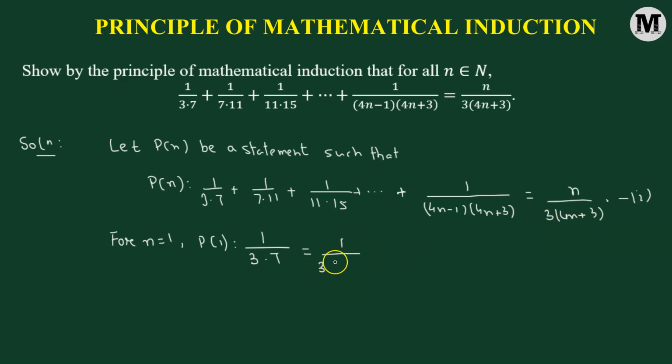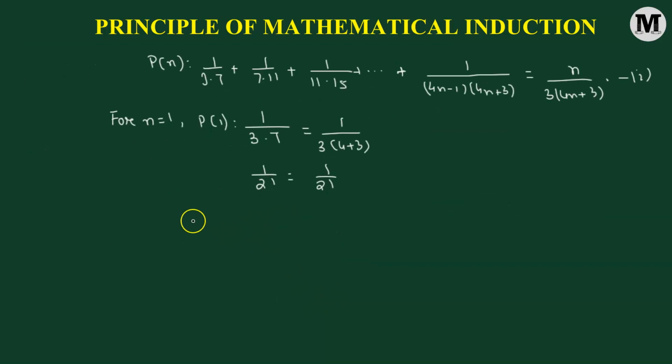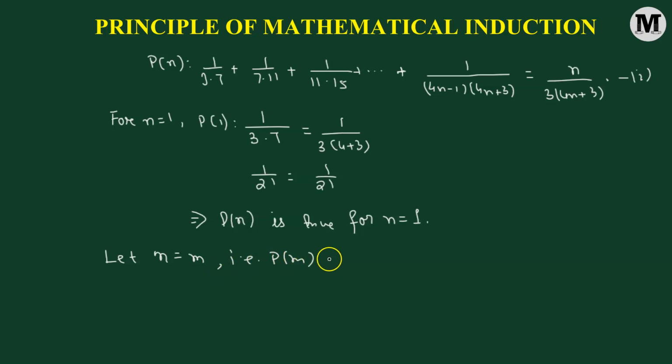So we have 1 over 3 times (4 times 1, that's 4, plus 3). Now 1 over 3 times 7 is 1 over 21, and on the right hand side we also get 1 over 21. This implies that the statement P(n) is a true statement if we choose n equal to 1. That means it's valid for the first natural number. Now we will suppose that n equals m, that is, in essence, P(m) is also true.